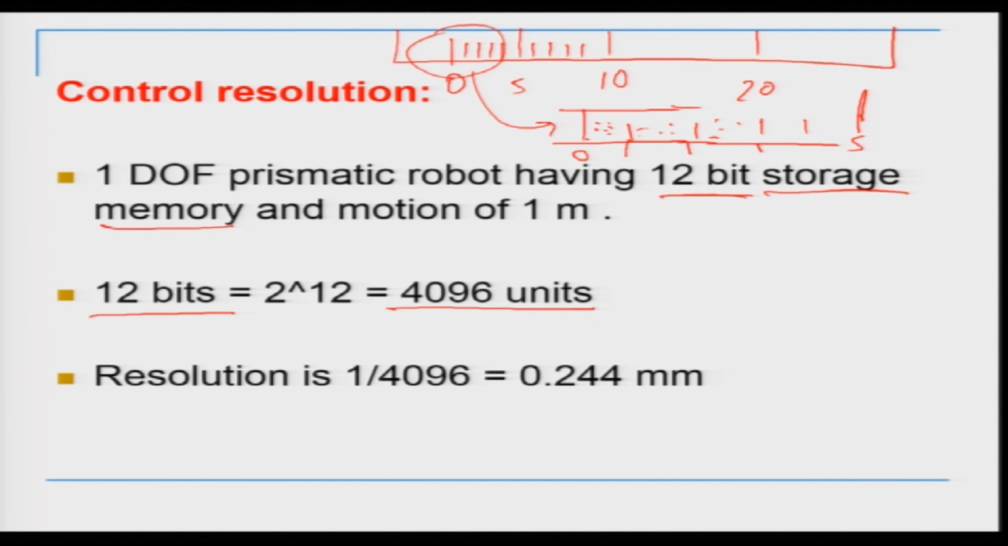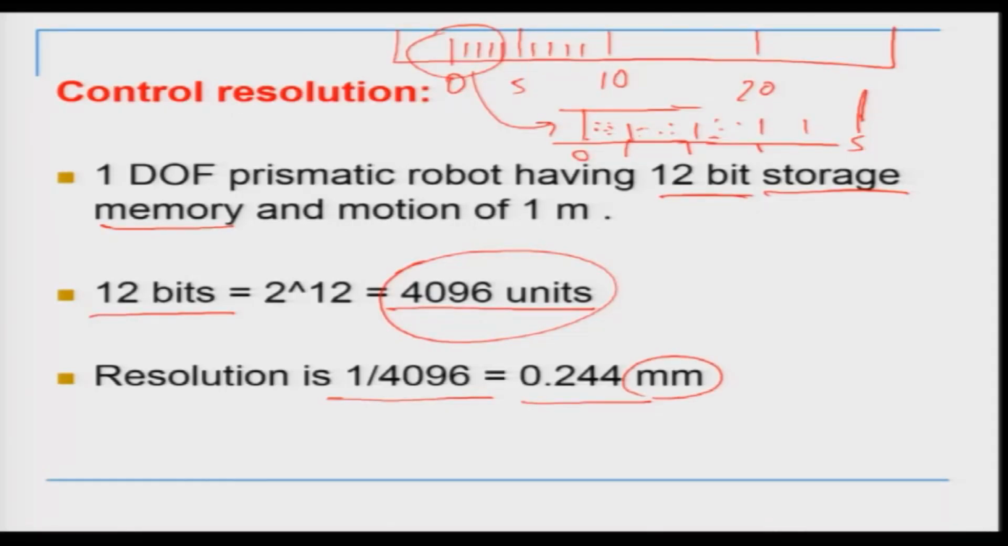For example, the robot arm can move by 1 meter. So this 1 meter has to be stored in 4096 units or 4096 divisions, which will basically mean that 1 by 4096 is 0.244 millimeters. So it basically means that the robot cannot distinguish anything which is lower than this. Okay. Why? Because that number cannot be stored in the memory.